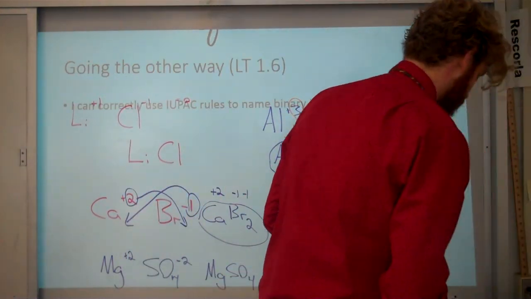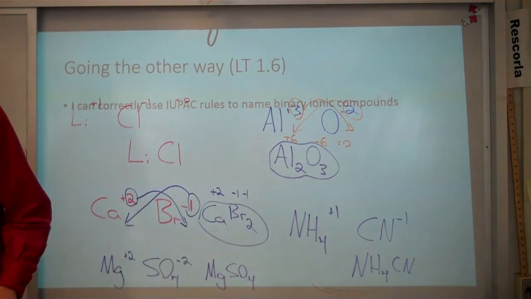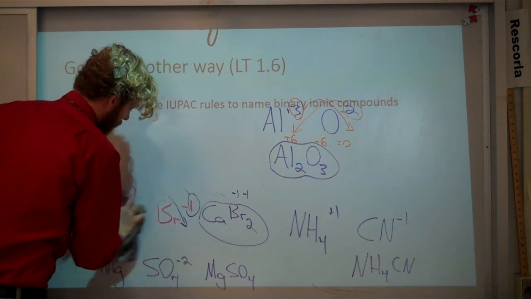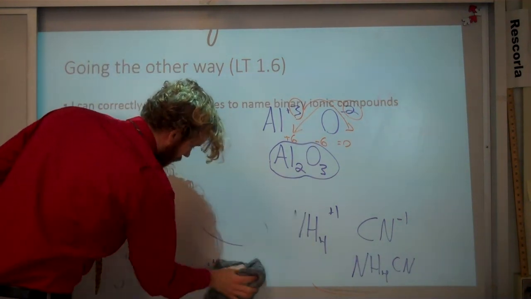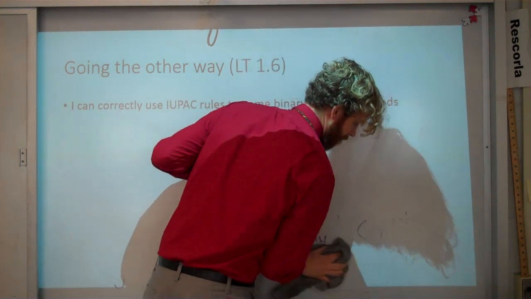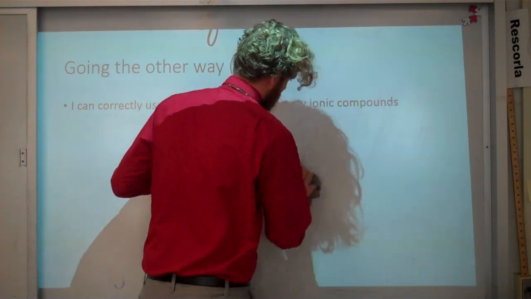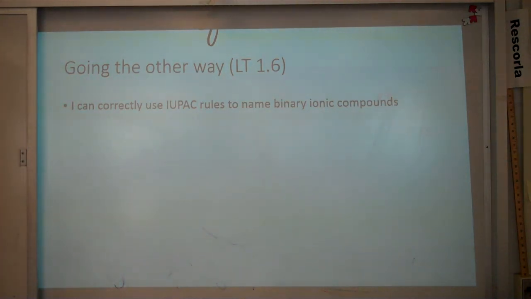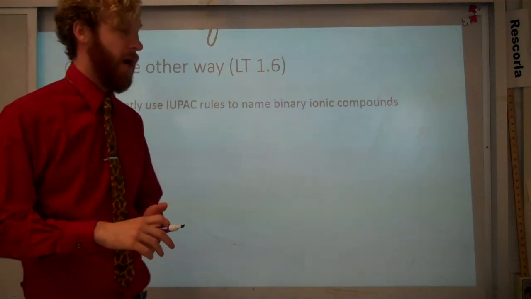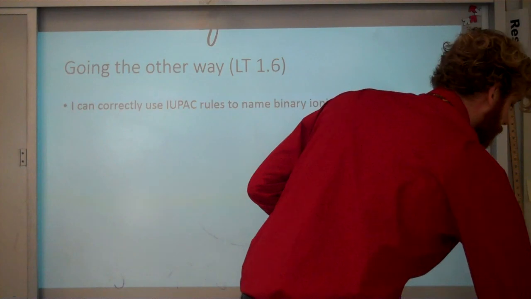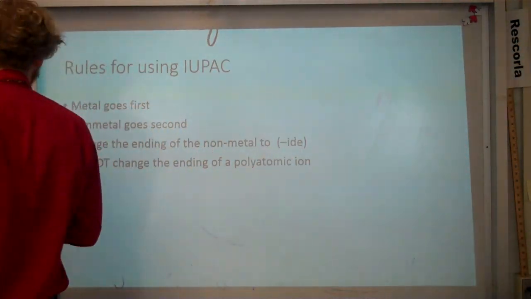Now I have you here, we are going to talk about going the other way. Learning target 1.6: I can correctly use the IUPAC rules to name binary ionic compounds. So this is going the other way. So the rules for that.